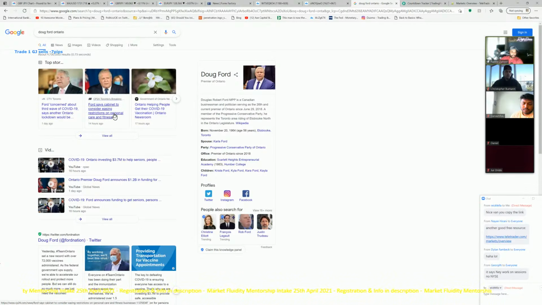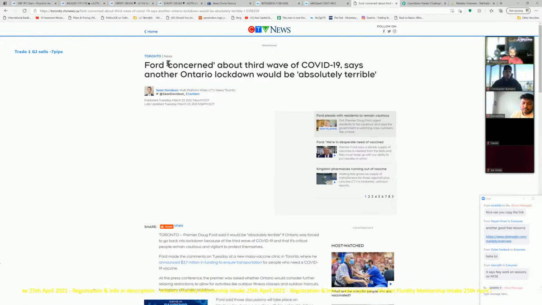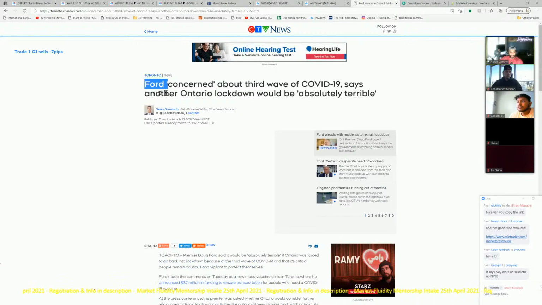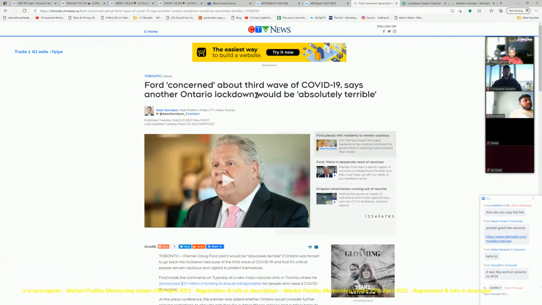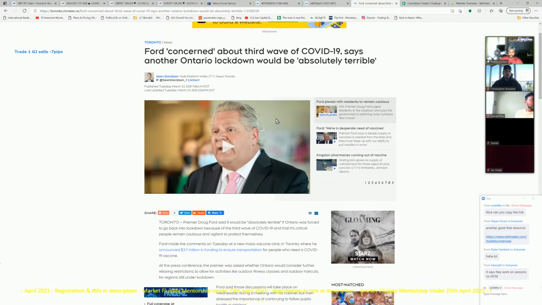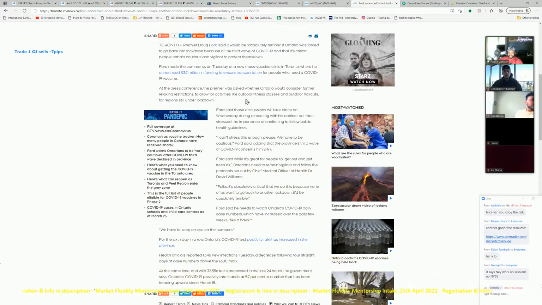Look at this, man. Doesn't make any sense at all. Look at what's going on over here. Concerned about a third wave, he says another lockdown would be absolutely terrible. You know what these guys did? They increased the restaurant seating limit from 10 to 50 people. Not even from 10 to 20, or 10 to 40, but 10 to 50 people. And I mean, I don't know. Why increase the limit when, oh, the third lockdown will be terrible, guys?